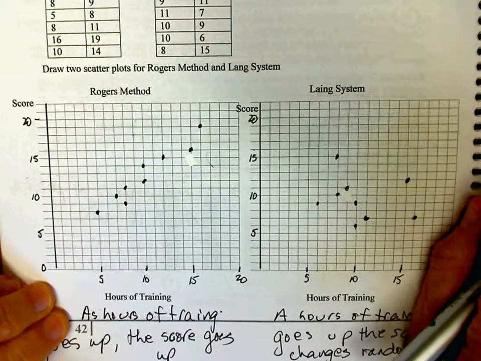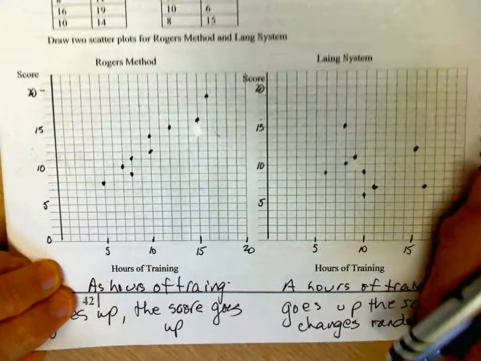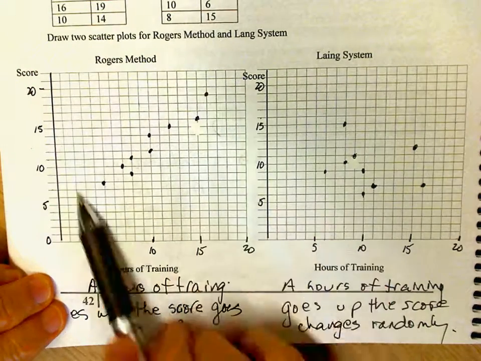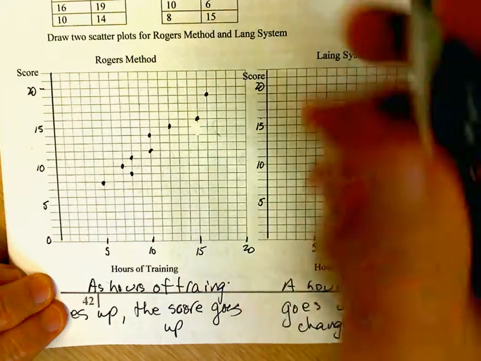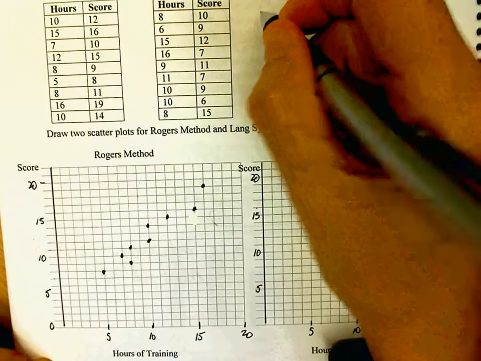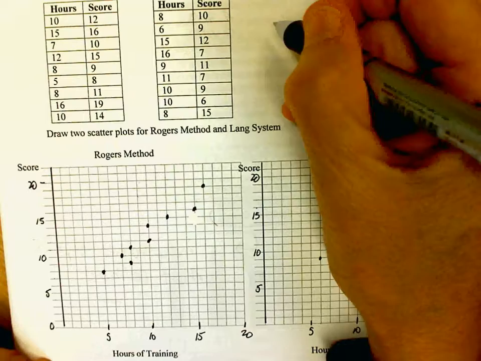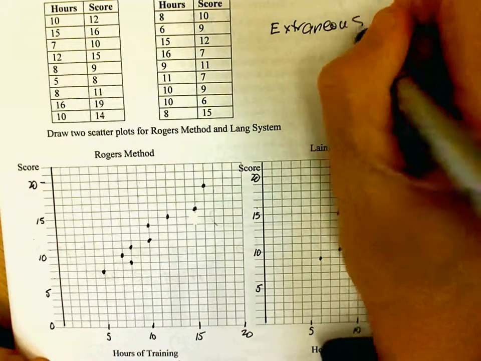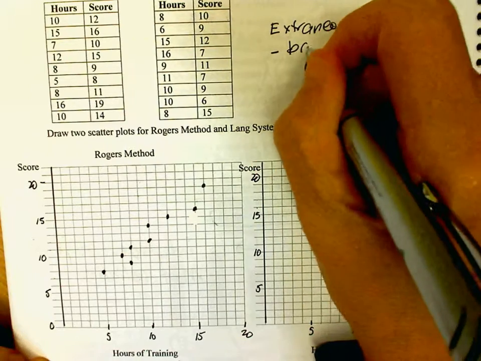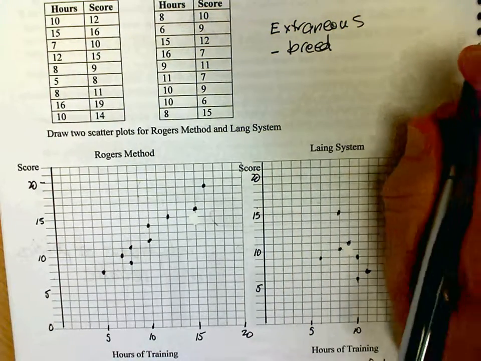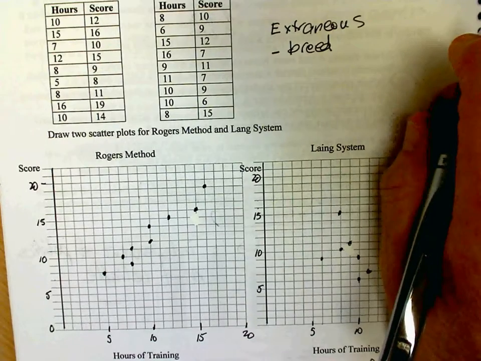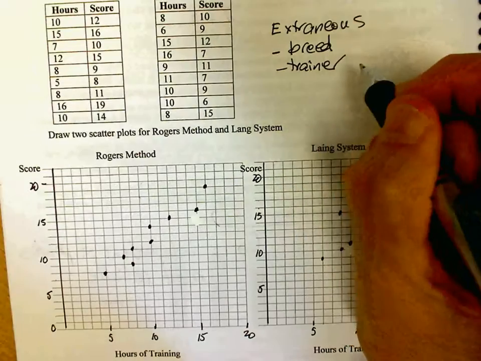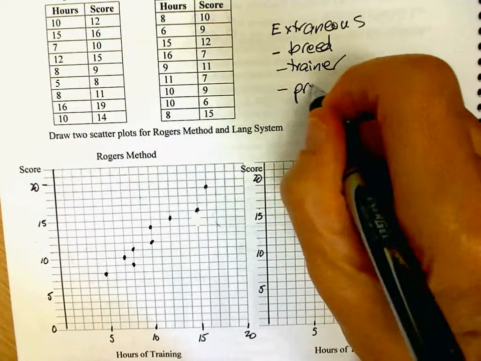So these are the variables we're studying, but what other variables might affect this? Okay, so what's the name for that? Extraneous variables, right? That's why we haven't proved it. Some extraneous variables are the breeds. Some breeds are known to be smarter than others. It could be the trainer. It could be, did they have previous training? So there's a lot of extraneous variables.